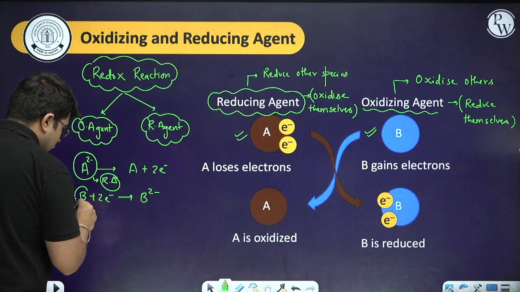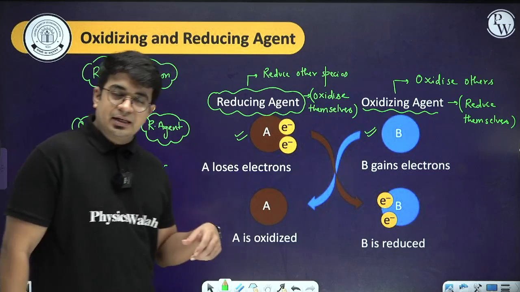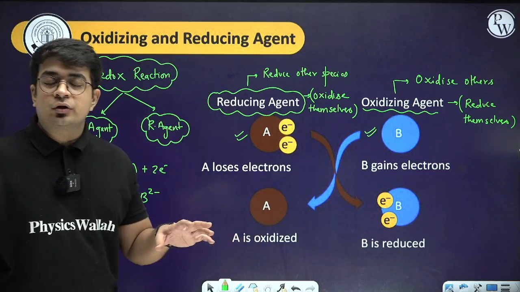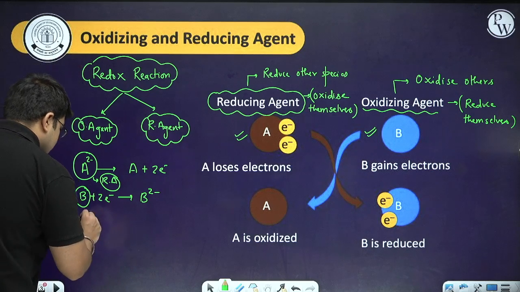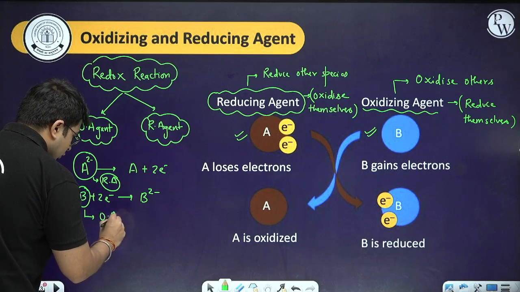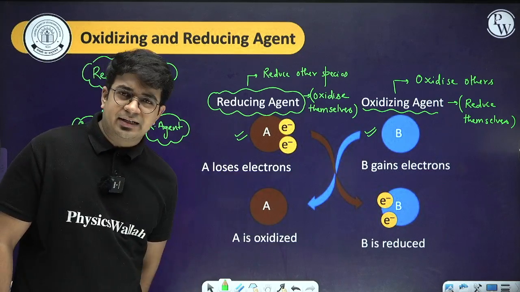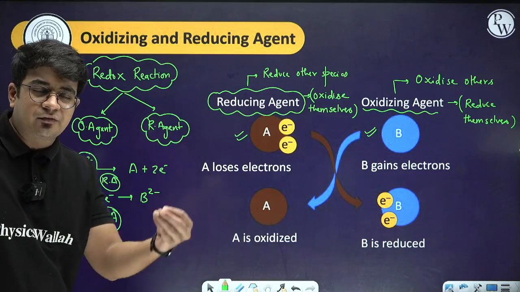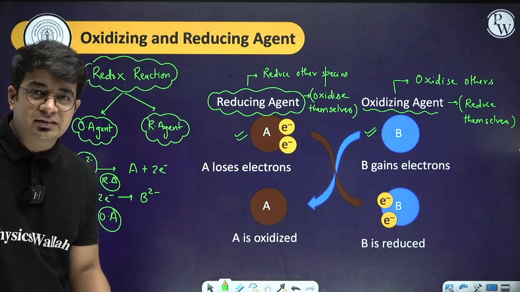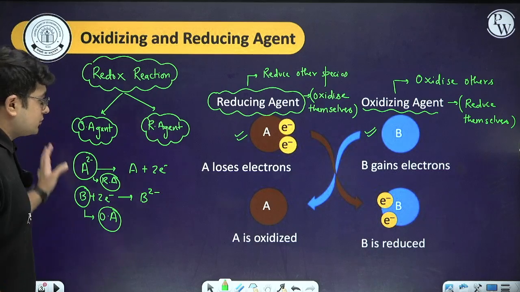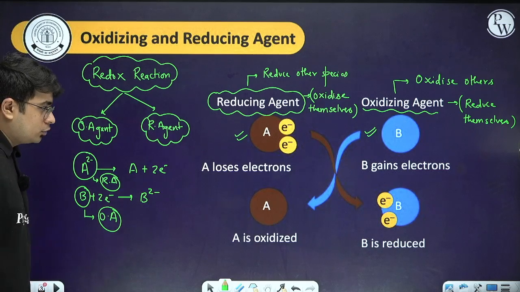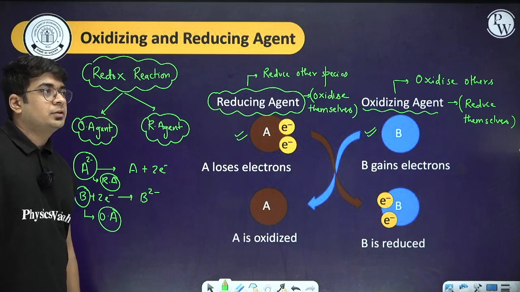Now in the same way, B is going to gain the electron, which means B is undergoing the process of reduction. It's going to oxidize others. So definitely that will be the oxidizing agent, and that's how you can deal with this part. Although there are certain tricks by which you can check which species is going to be the oxidizing agent or reducing agent, this is one of the ideas. Okay, I hope this portion is clear. Just have a look at it.